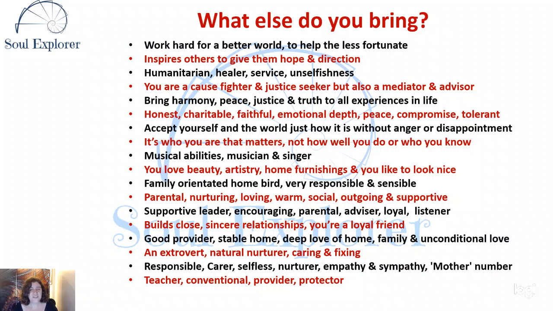You're a humanitarian, a healer, an unselfish, service-orientated nurturer. You're a cause fighter, a justice seeker, but also a mediator and a bit of an advisor as well. Very mature, very guidance related. People look to you naturally.